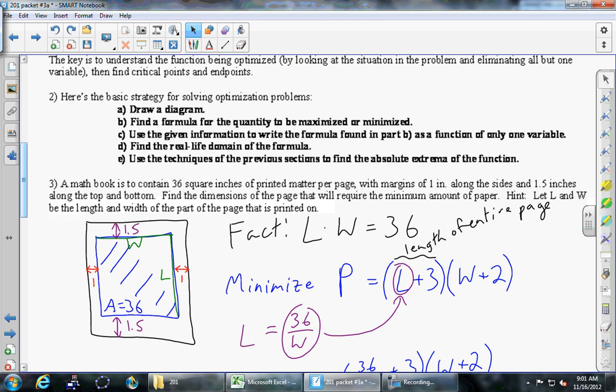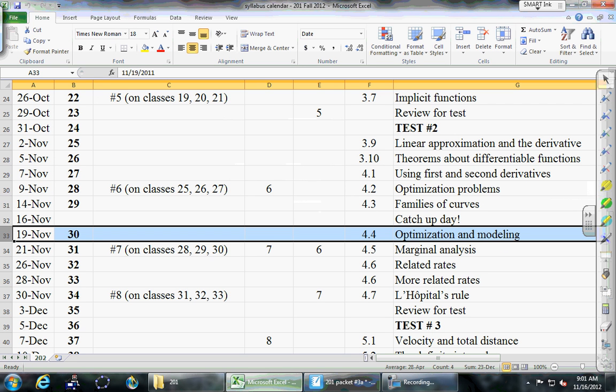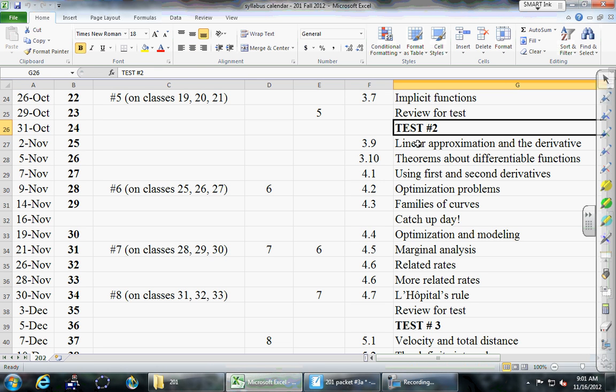Okay, so I said normally we'll look at the calendar first. We'll look at the calendar now. So I just want to highlight a few things. Since test number 2, we have covered a few different topics. Linear approximation and the derivative, that was just our fancy phrase for what? For the tangent line. Okay, so that wasn't too difficult, I don't think.